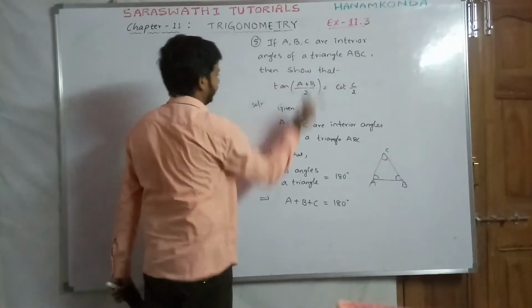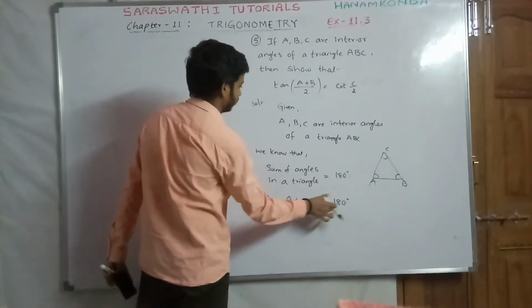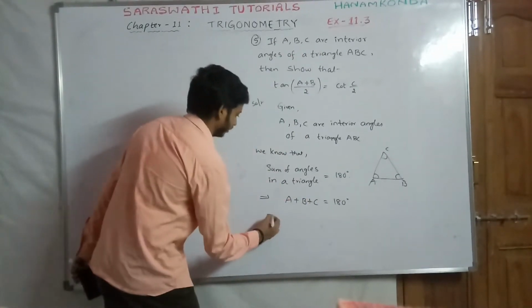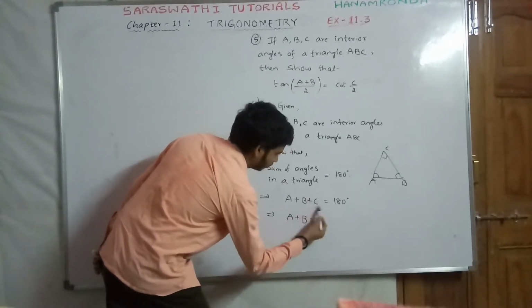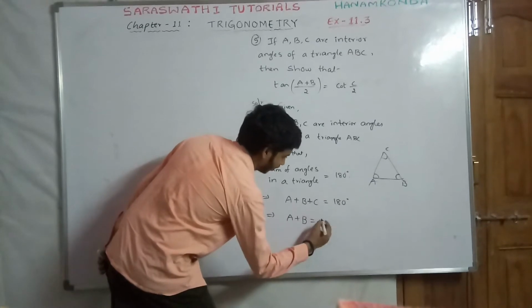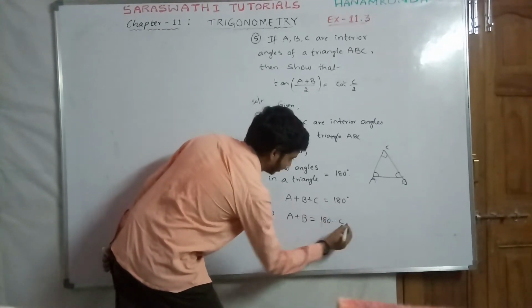Since A, B, C are interior angles of a triangle, A plus B plus C equals the sum of angles, which is 180 degrees. So now A plus B equals... this plus C goes to the right side and becomes minus C. That means A plus B equals 180 minus C.